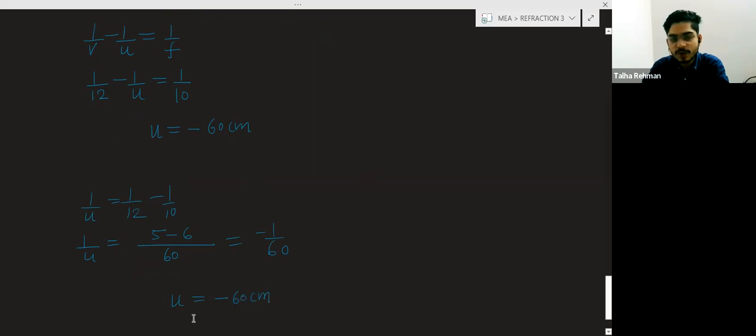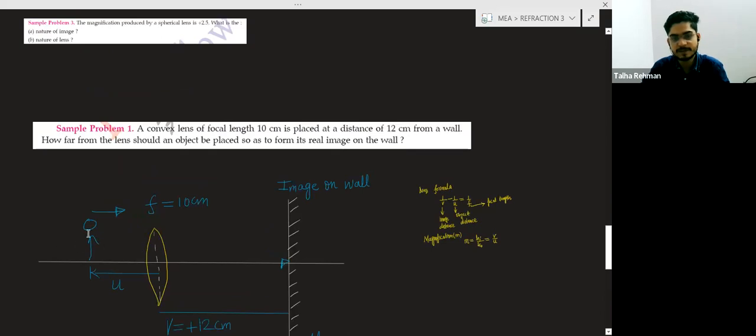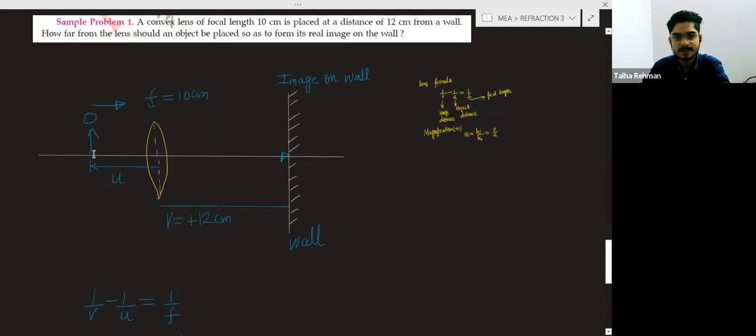What does this negative sign show? The negative sign means your object will be somewhere here, on the left of the lens. The object is placed at a distance of 60 centimeters from the lens on the left side. Why the left side? Because for measuring this distance you go in the direction opposite to the light, so you take this 60 as negative.